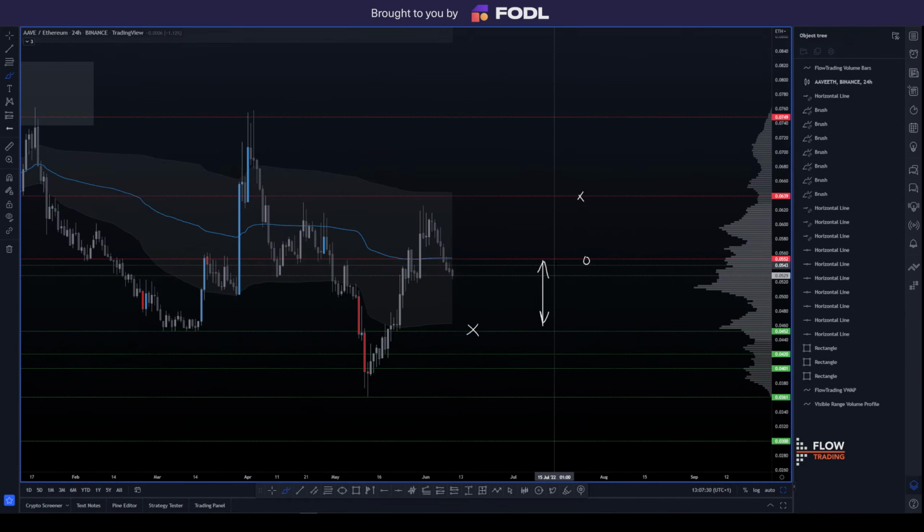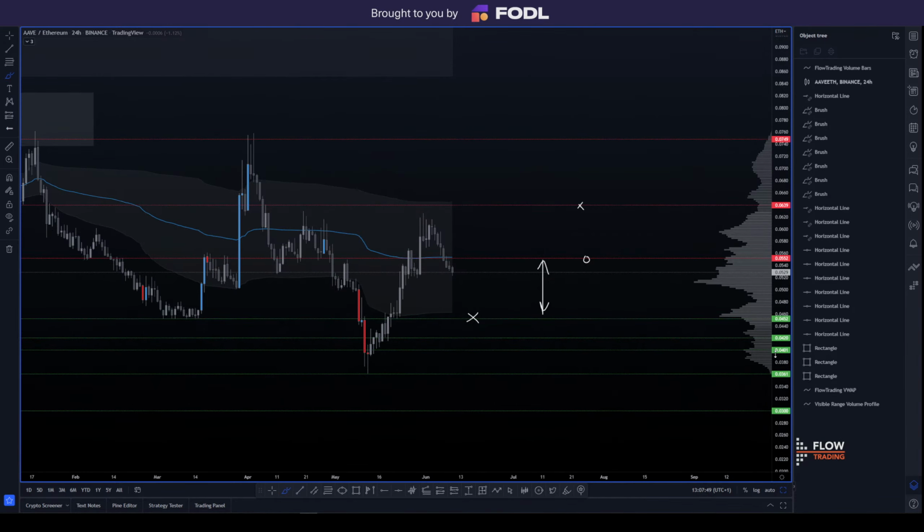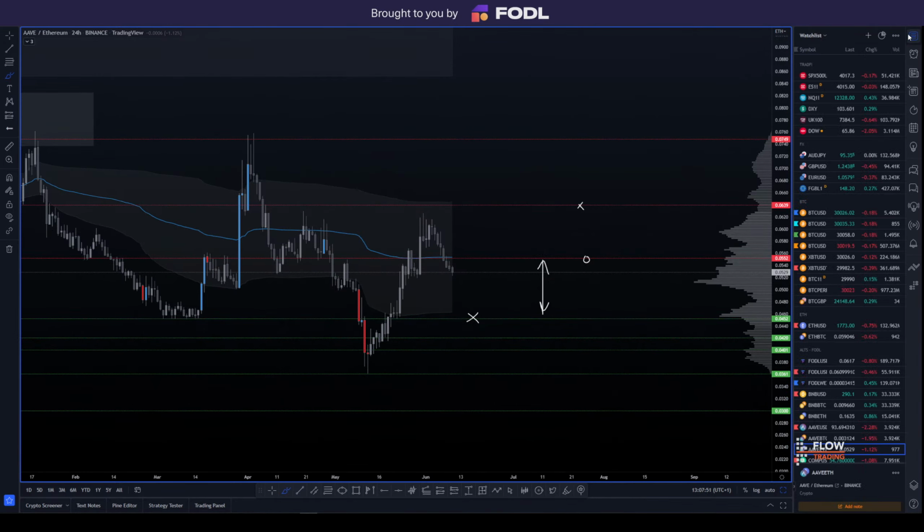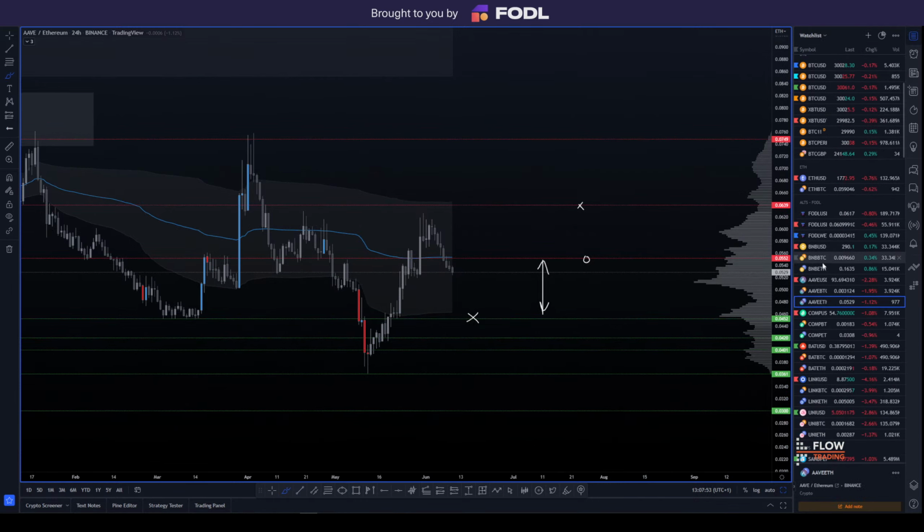This is the range. Resistance, and this is support until proven otherwise. If we break above it, then this is the next level of resistance. If we break below it, we've got a few levels of interest way down here, and you want to look at 420, 400, and 360 as levels of support. Okay, that's AAVE versus ETH.